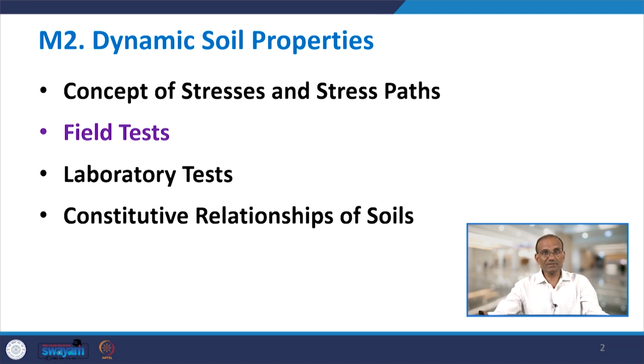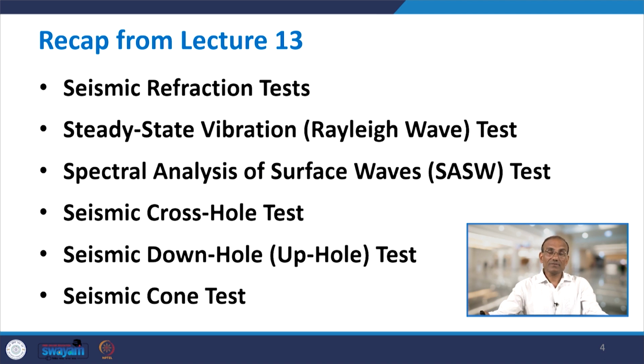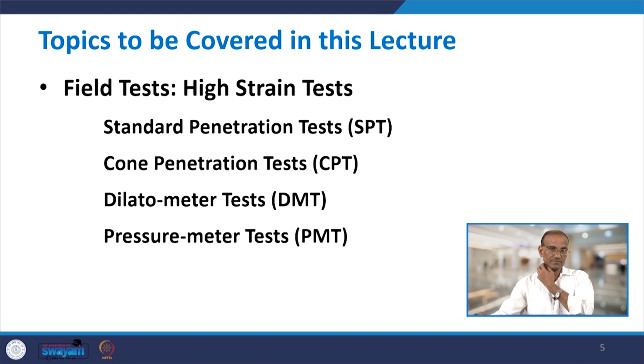There are 4 chapters in this module. So, chapter 2 on field test will get completed today. As a part of chapter 2, this is lecture 14, and what we have covered in lecture 13 is listed here. We talked about low strength test, which includes seismic refraction test, steady state vibration test, then we have SASW test, seismic cross hole test, seismic downhole and uphole test, and seismic cone test.